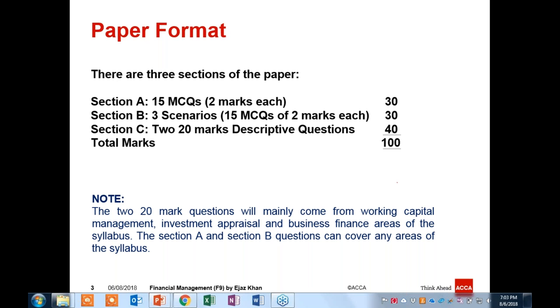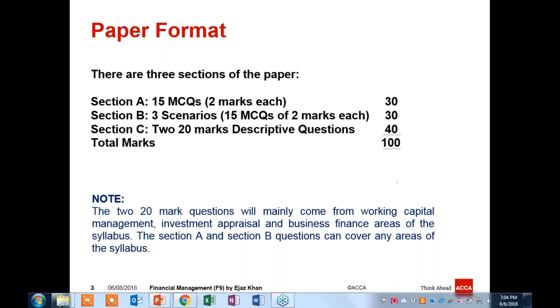Then you'll have section B, which will have 3 OT type question scenarios, case studies, and each case study will be split into 5 objective type questions. Again, each question will be of 2 marks, so there will be a total of 15 objective type questions from these 3 scenarios. And the total marks here will also be 30. So it means that the total paper will have objective type questions equal to 60 marks. So it's very important to have a grip on objective type questions.